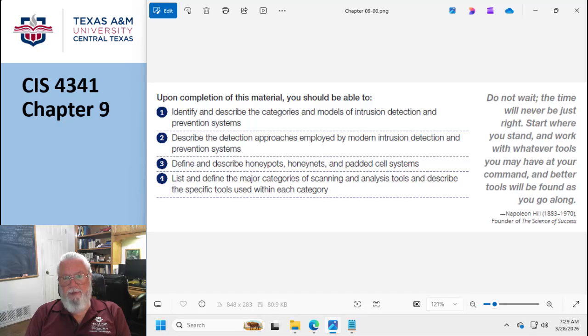Okay, terminology on page 339. So an alert, that's kind of obvious. Some sort of an alarm goes off, right? No big deal. Alarm clustering.